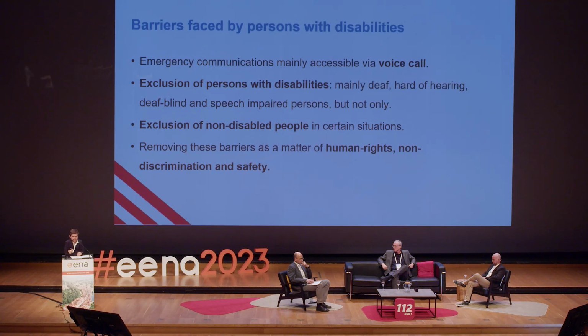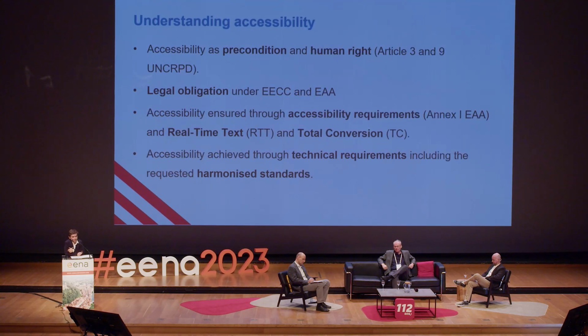Removing the barriers that I mentioned and that are present in emergency communications, it's not charity, it's about human rights, it's about inclusion, and it's also about safety, and we have to keep this in mind. And this is where the concept of accessibility comes into play. Just to give a broad definition, we could say that accessibility is the characteristics of products, services, infrastructures, and environment that allow access to persons with disabilities on an equal basis with others.